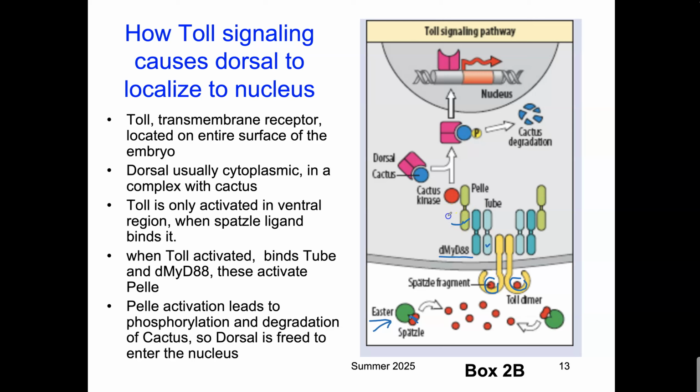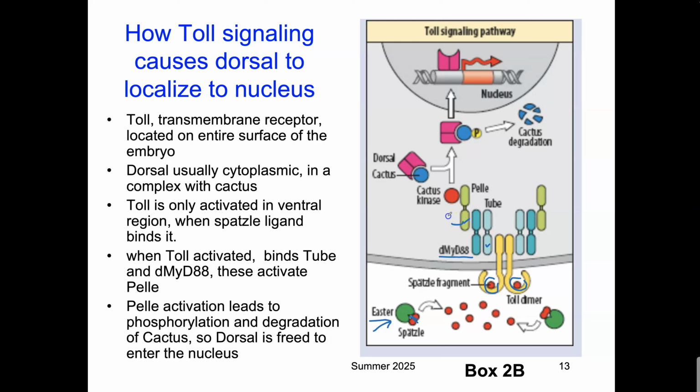And this here is probably better than the circle that we were showing before, a more accurate representation of how Cactus binds to Dorsal. When it's phosphorylated, though, it gets broken to pieces, and then Dorsal goes into the nucleus and starts transcribing downstream genes.